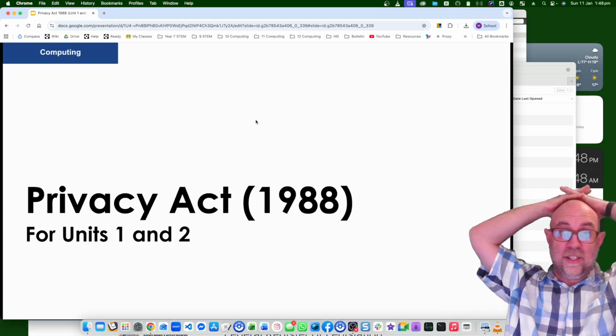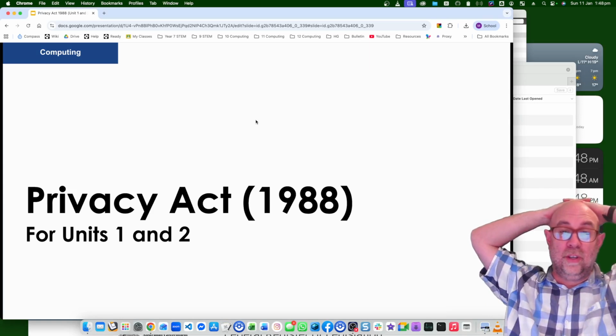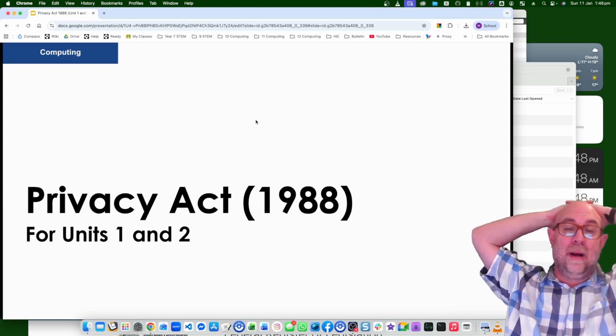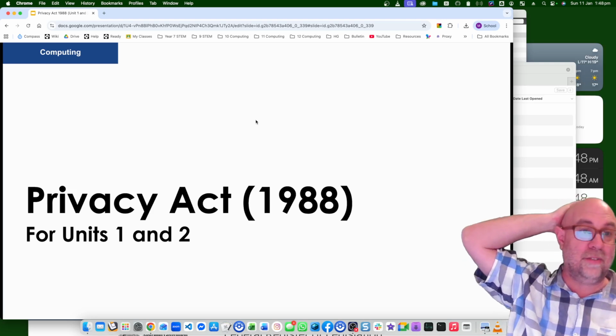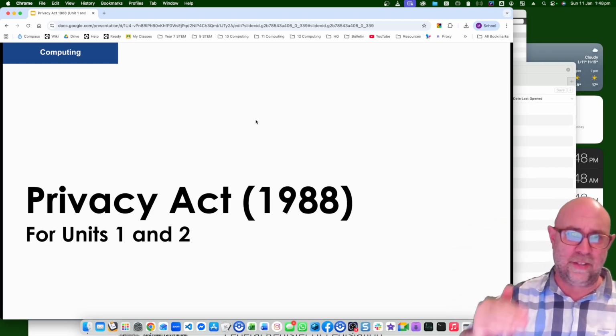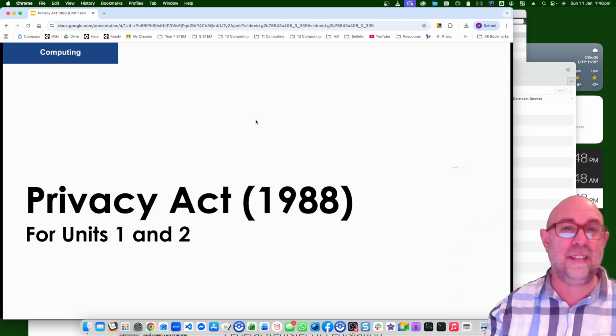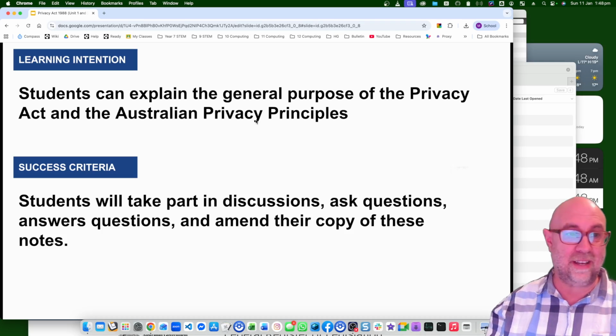Normally I would make a presentation for concepts that cover both Units 1 and 2 and 3 and 4, but the APPs, which are the Australian Privacy Principles, the specified ones are actually quite different. They're different enough, so they're in different presentations.